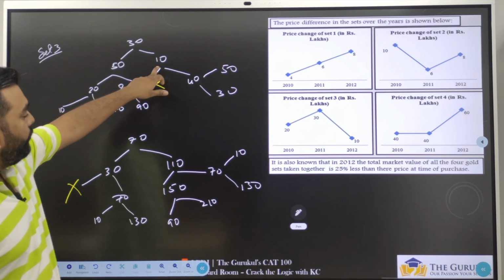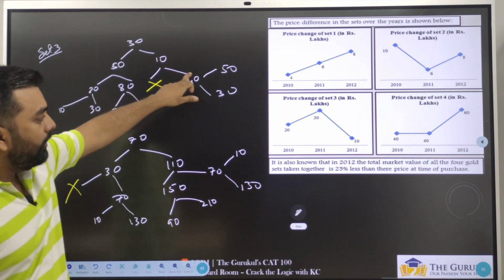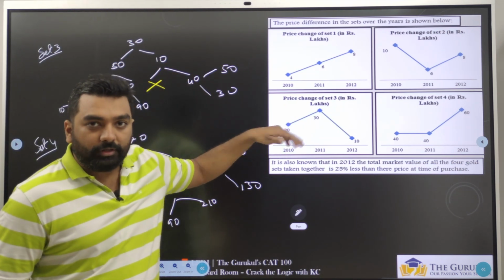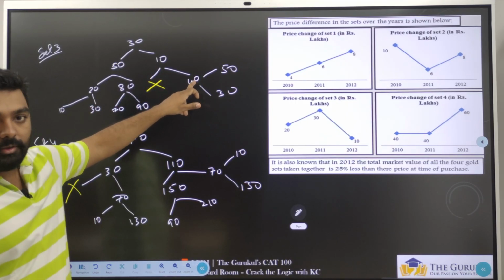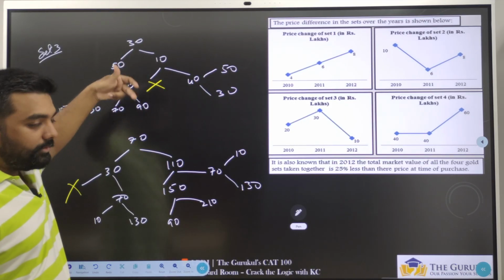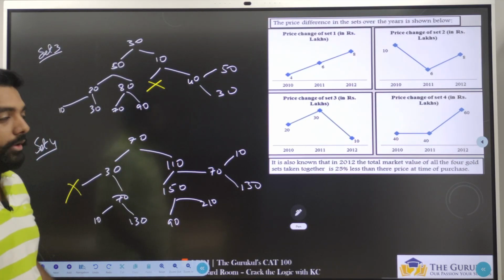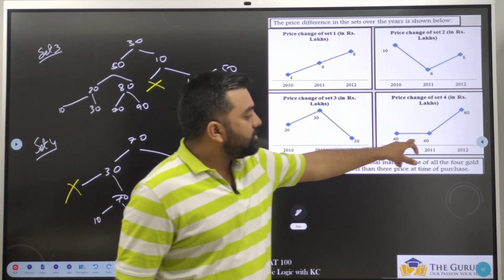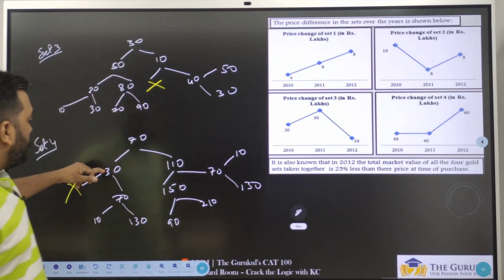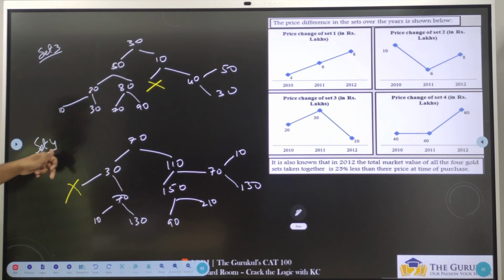In set 3, if you observe, I already got 10 here. Then there is a difference of 30, which can be an increase of 30 or a decrease of 30. 10 increased by 30 becomes 40, all good. But when 10 is decreased by 30, it is going into negative values. So this is not possible. We are not considering that one. The same way, when the difference is 40 in 2011, 30 plus 40 will become 70. 30 minus 40 is going to a negative number, which is not possible. Clear? These are the 4 sets.